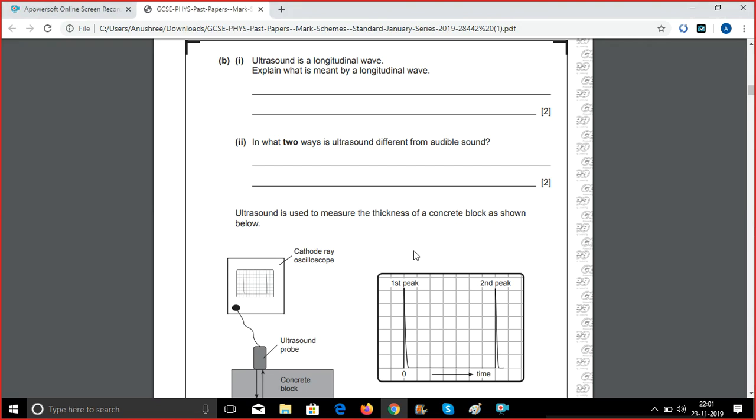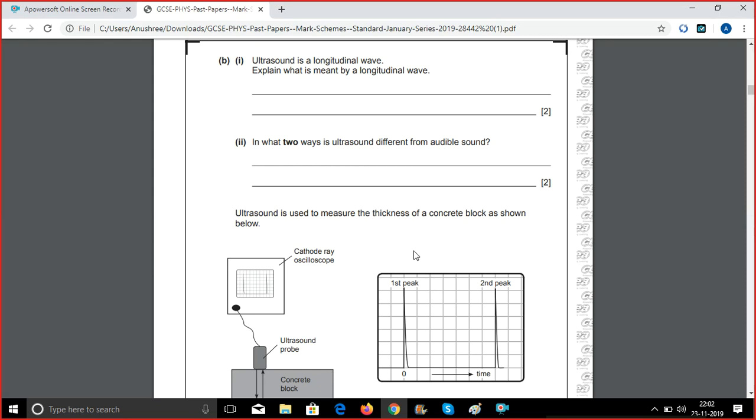Now moving on to the next one. In what two ways is ultrasound different from audible sound? Let me just finish writing the answer down. Ultrasound is higher than 20,000 hertz, which is the range of audible sound. If we talk about the audible range, it's 20 to 20,000 hertz. Beyond that, we're not able to listen. Infrasound is lesser than 20 hertz, and ultrasound is more than 20,000 hertz.